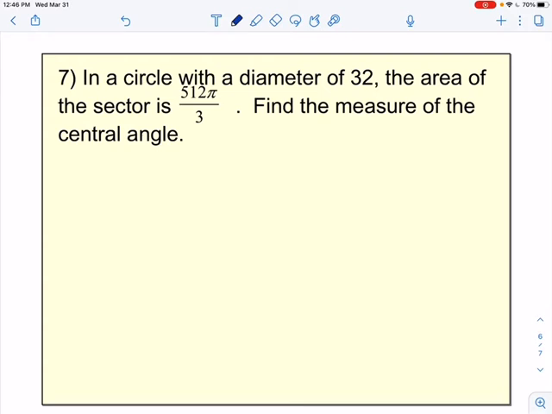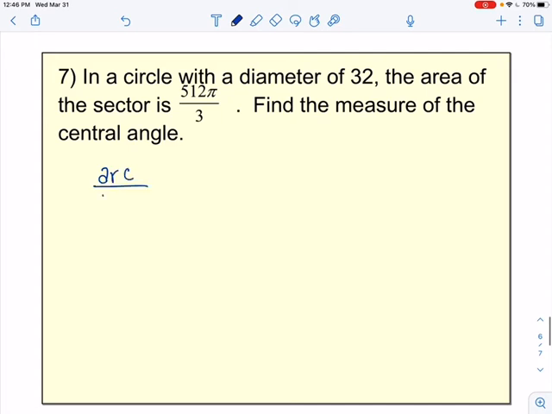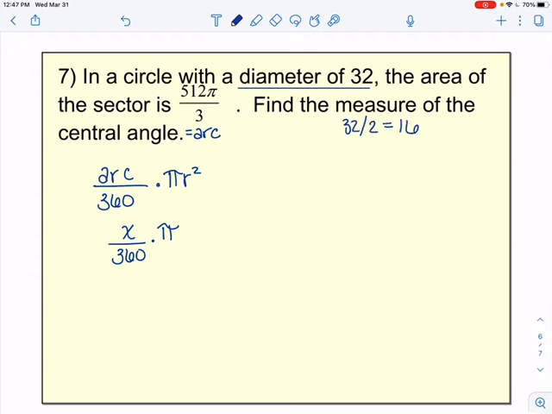Well, what do I know about the area of a sector? I know what the formula is. It's the arc divided by 360 times pi r squared. I'm looking for the central angle, but the central angle is going to be equal to the arc, so I'm looking for the arc. So I'm going to call that arc x. I'm going to put that over 360. I'm going to multiply that times pi. I was told the diameter is 32. If the diameter is 32, divided by 2 should give me an answer of 16, which means that 16 is going to be your radius, so I'm going to have 16 squared. But I know what I have to get when I figure that out.